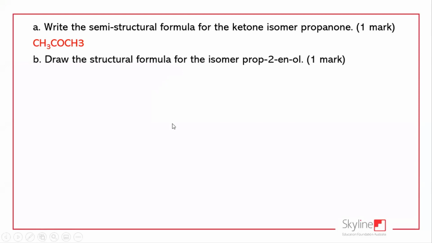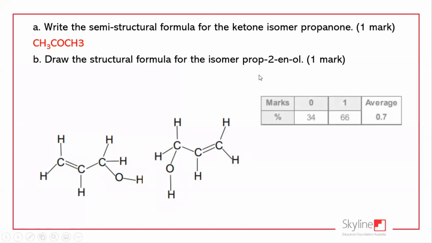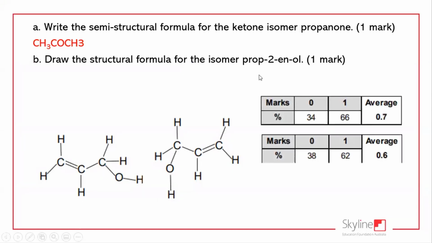Draw the structural formula for prop-2-en-1-ol. So on the first carbon, we have our OH, and then on our second carbon, we have the carbon-carbon double bond. Easy enough. Nice 2 marks there. All right. As you can see, the average mark is given to you. If you go to the VCAA exam reports, which I really recommend going to, the average mark is given to you.